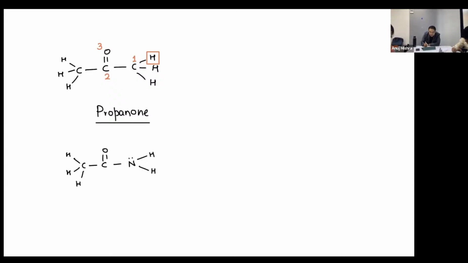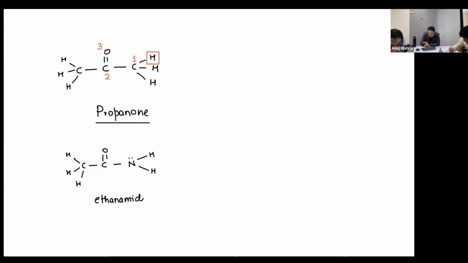Which compound is this? CONH2 is called? Amide. CONH2 is called amide. What is the name of this compound? IUPAC name of this compound? It is 2 carbons amide. It is called ethanamide. Please write down.